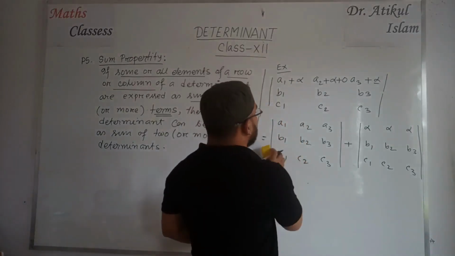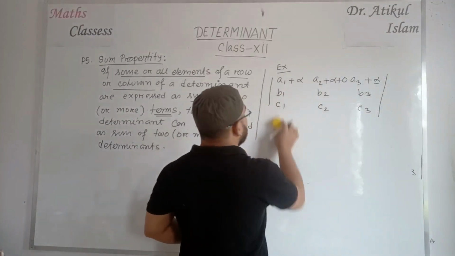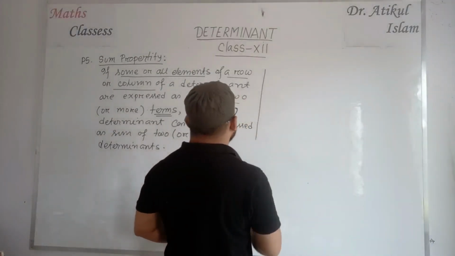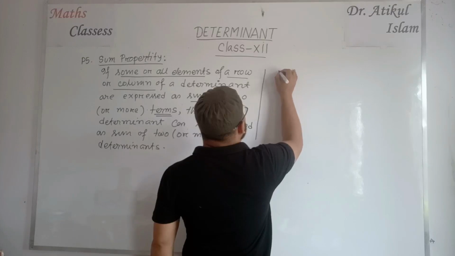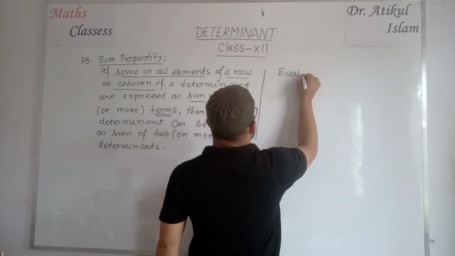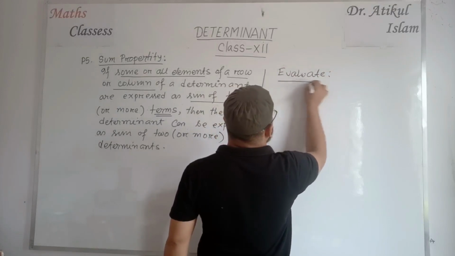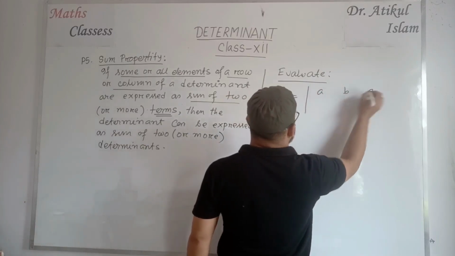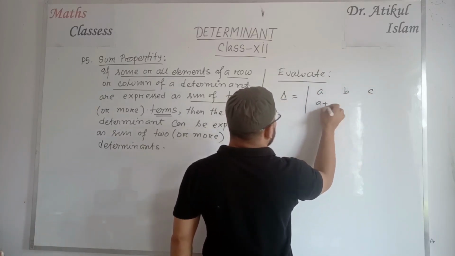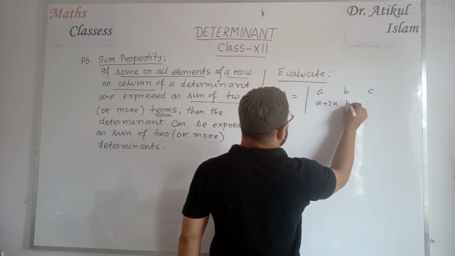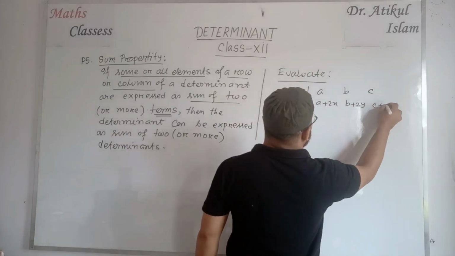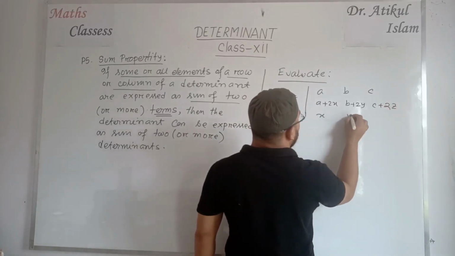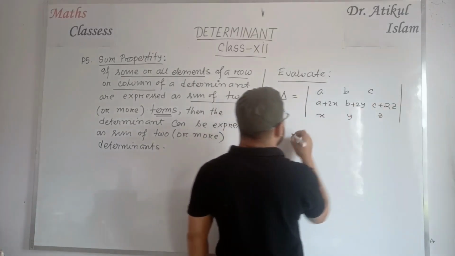So let us take one example which is nothing but the application of this property. Suppose you have been given to evaluate the determinant. Say in the first row you have A, B, C, in the second row you have 2x, B plus 2y, C plus 2z, and in the third row you have x, y, z, and you have to find the determinant value.